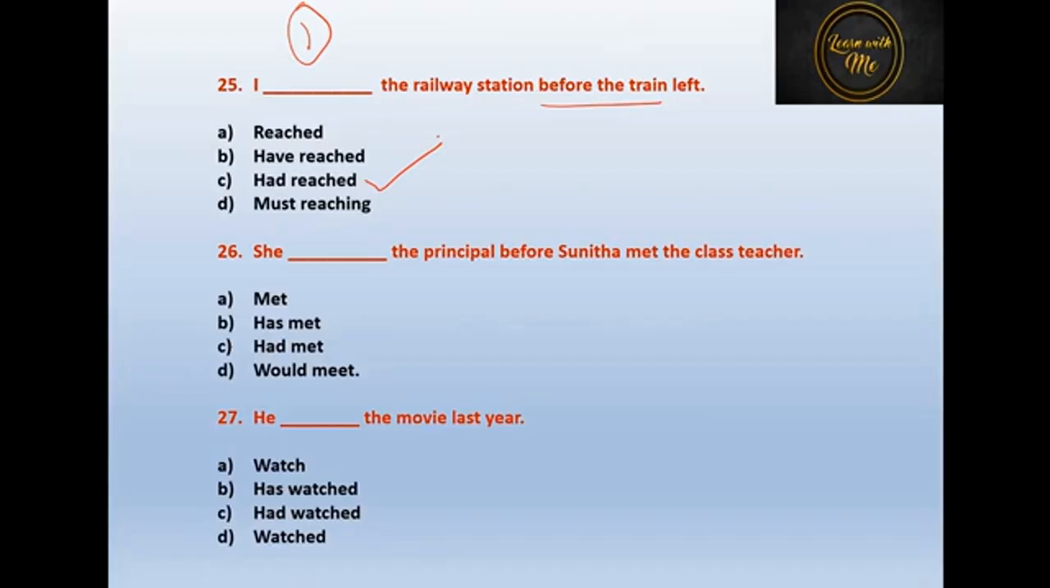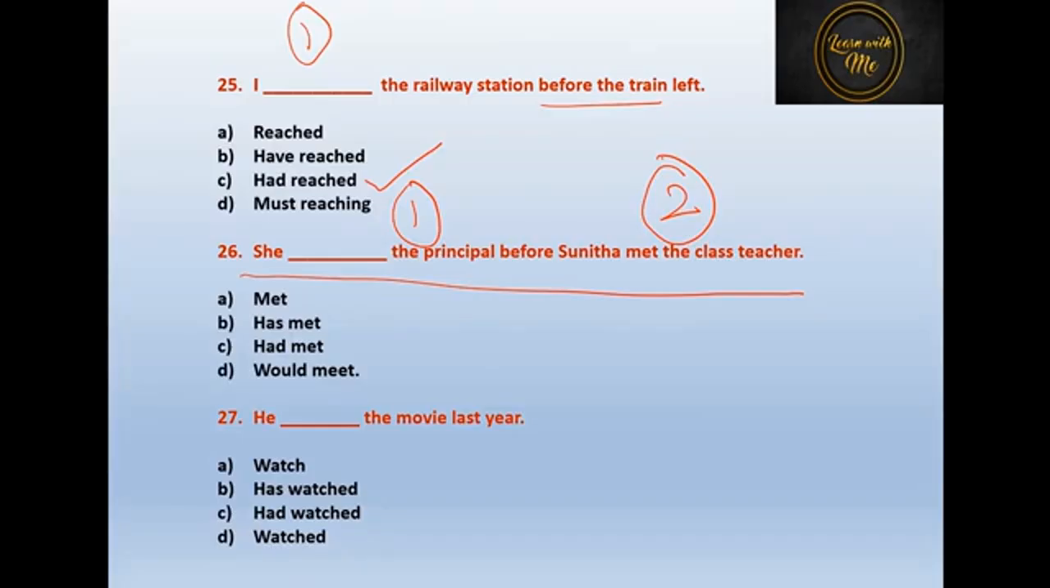Question number 26. She blank the principal before Sunita met the class teacher. If you see this particular sentence, students, there are two past actions. The first past action is completed before the second past action began in the past. So that is nothing but past perfect, which I had just explained to you.